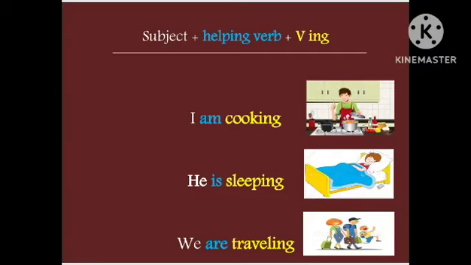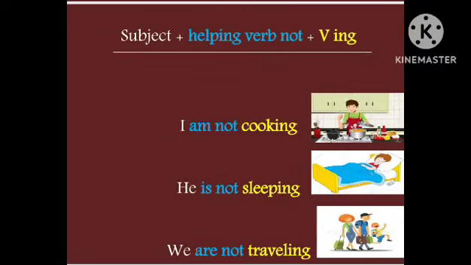In the third example, we have the subject we. Subject we takes the verb to be are. Then we put the verb plus ing, so the sentence will be we are traveling. Now we will learn how to make the sentence in the present continuous tense negative. In order to make a negative sentence, we use not after the verb to be.